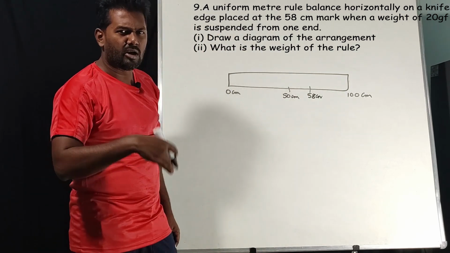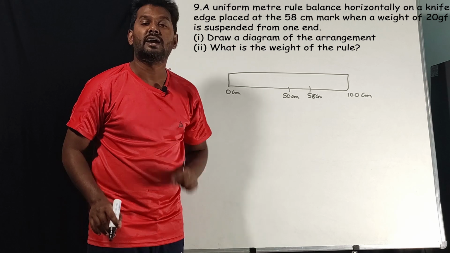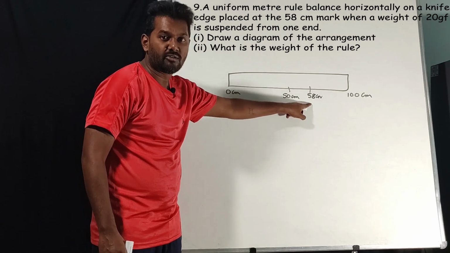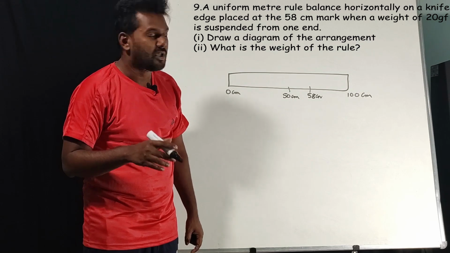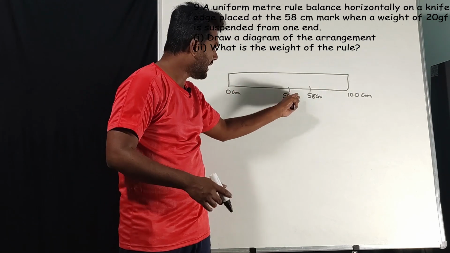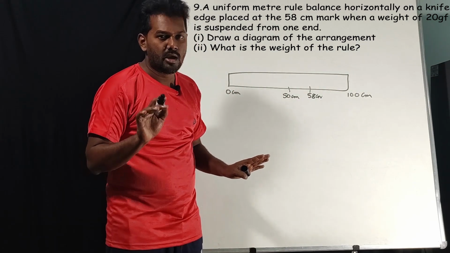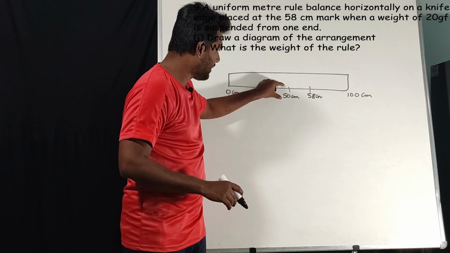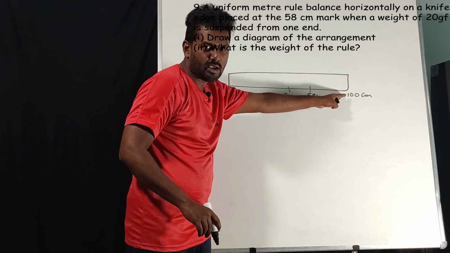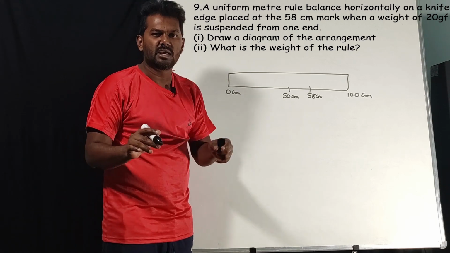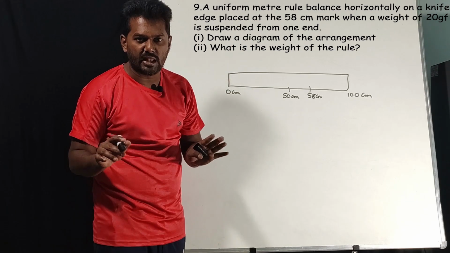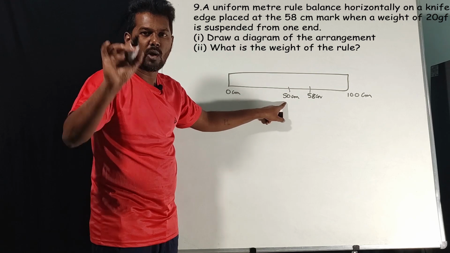Do you think the method we learnt is wrong? No, there is a condition. They are keeping the knife at 58 centimeter and they are placing 20 gf of force. So that means they are placing a load and they are changing the fulcrum. That is possible. If I change the fulcrum from here to here and keep some load here, it will balance. Don't worry about it. So main thing is, if they have mentioned uniform meter scale, that means you have to mark 50 centimeter.